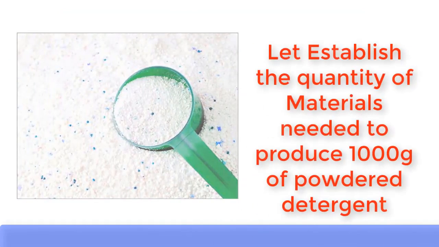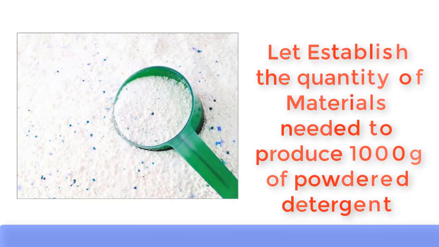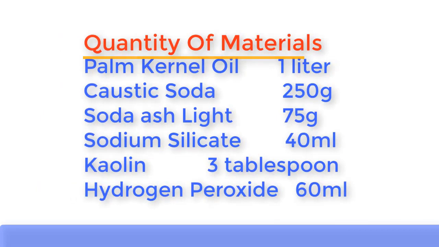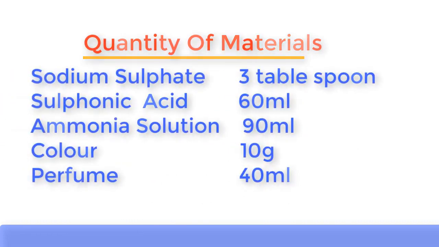Now let's establish the quantity of materials needed to produce about 1000 grams of powder detergent. Palm kernel oil 1 liter, caustic soda 250 grams, light soda ash 75 grams, sodium silicate 40 ml, kaolin 3 tablespoons, hydrogen peroxide 60 ml, sodium sulfate 3 tablespoons, sulfonic or sulfuric acid 60 ml, ammonia solution 90 ml, color 10 grams, perfume 40 ml.